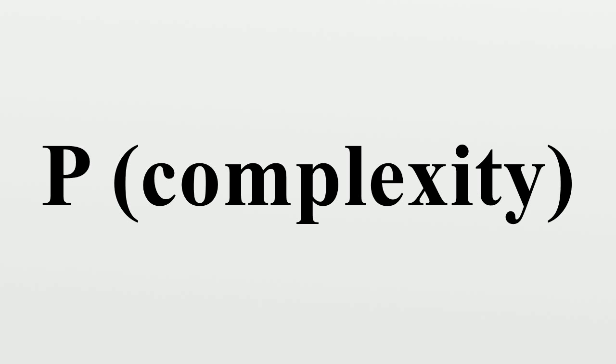In 1999, Jin-Yi Cai and D. Sivakumar, building on work by Mitsunori Ogihara, showed that if there exists a sparse language that is P-complete, then L equals P. Properties. Polynomial time algorithms are closed under composition.